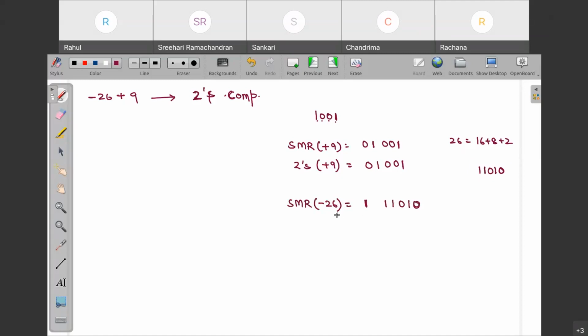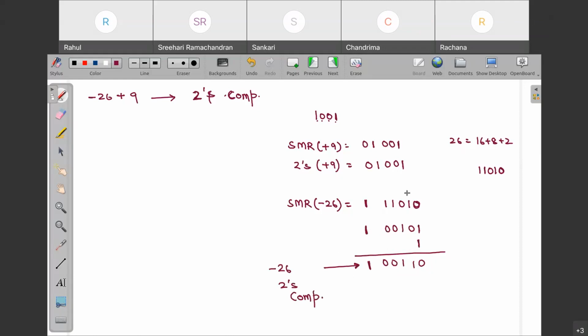Now if I want to calculate the 2's complement of this number, simply what I need to do, I need to take complement once again, 2's complement once again. So this will be 1 0 0 1 0 1, and I need to add 1 over here. So this is 0 1 1. So 0 1 1 0 0 1. So this number is your minus 26 in 2's complement.